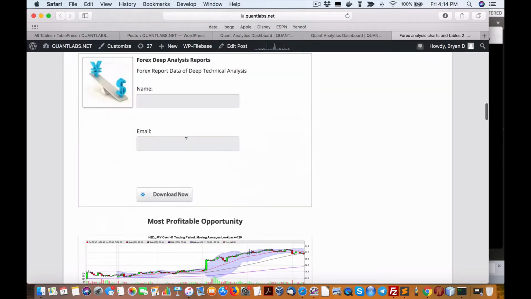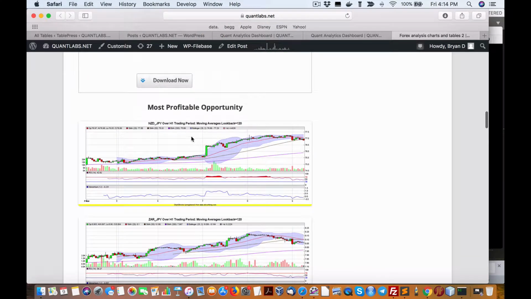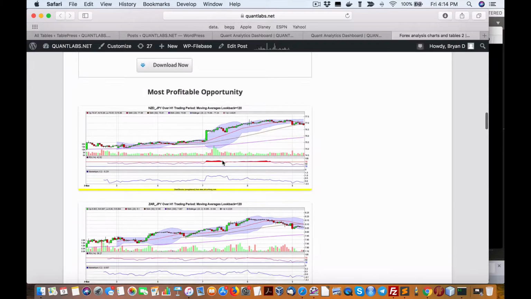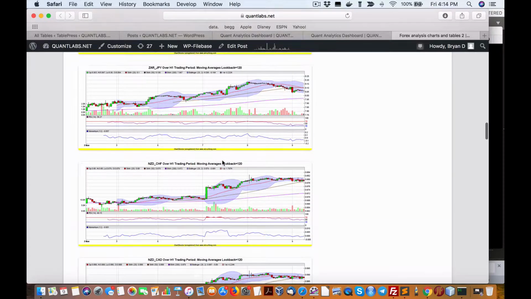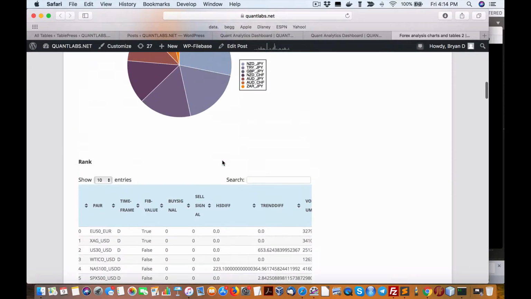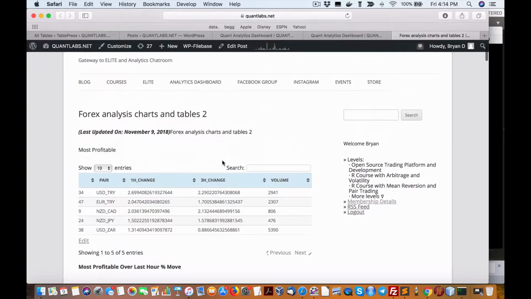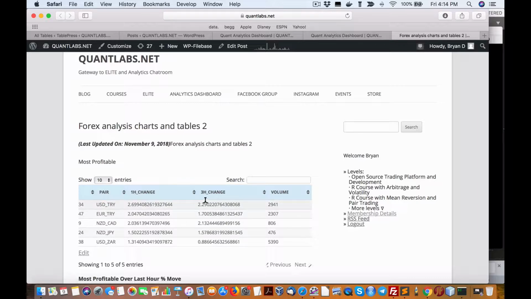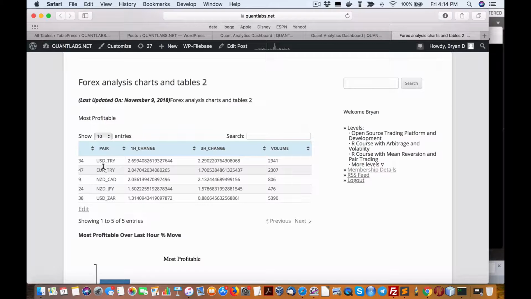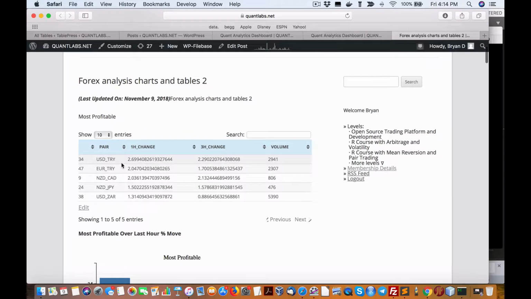If you come down to the bottom, past the reports, here's the most profitable opportunities. Okay, I'm going to talk about these episodes. So right now, if you were to track the most profitable, you'd be looking probably at these pairs here: U.S. Turkish lira, Euro Turkish lira, New Zealand Canadian, New Zealand Japanese, and U.S. ZAR or South African rand.